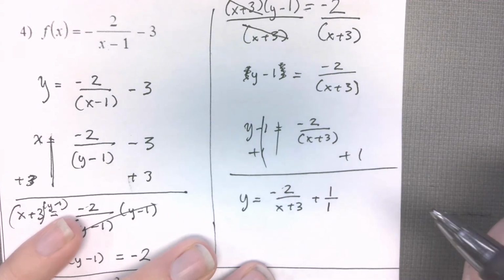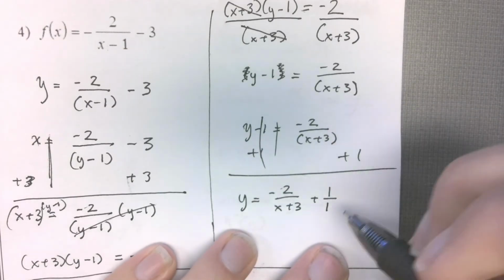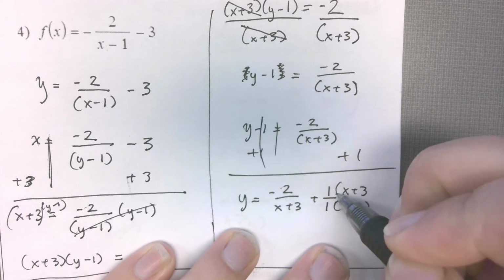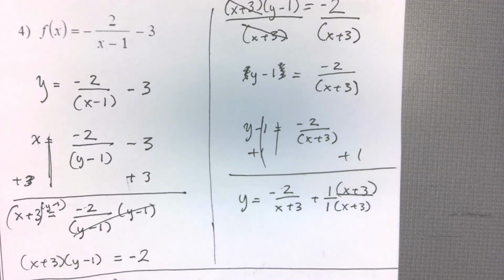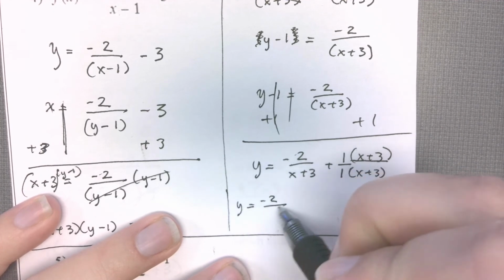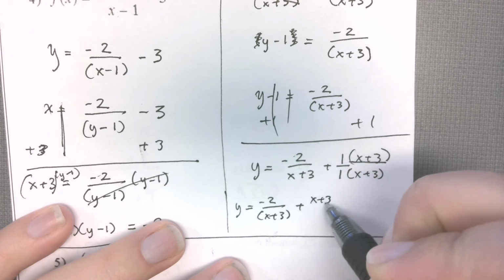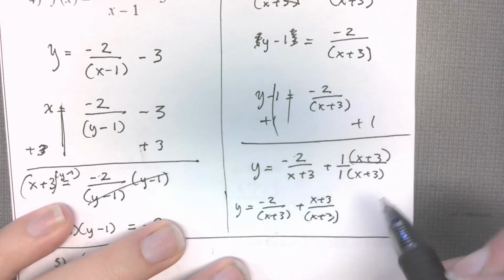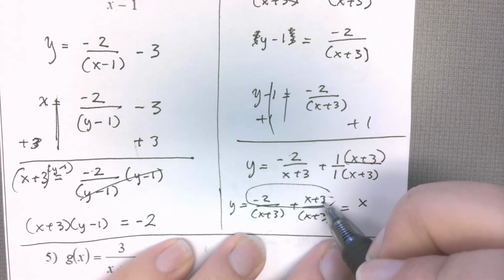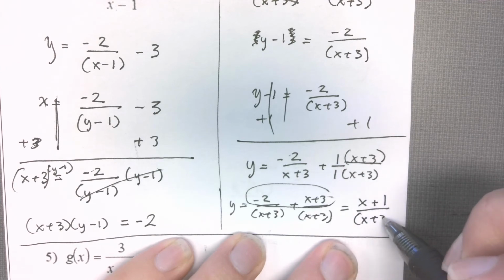If I think of this as 1 over 1, we could get a common denominator by multiplying by the same denominator. And then I would have... and then I put these two together. So the x is still chilling. 3 take away 2 is 1 over x plus 3.